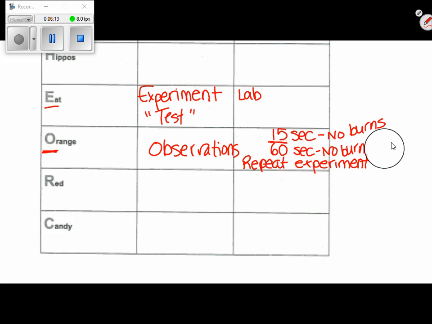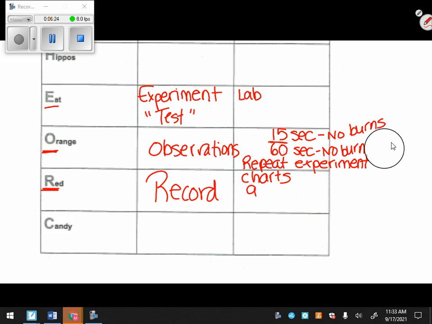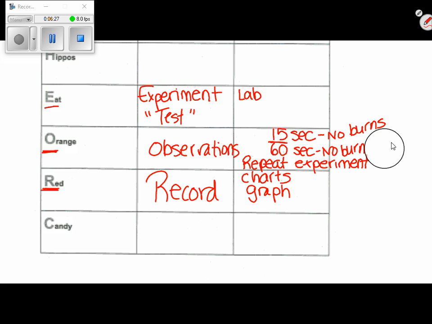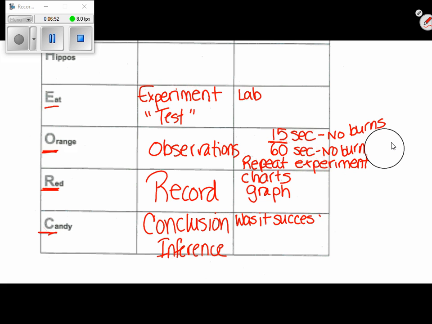Now we need to record all our observations down with the R. We are going to record it. What do you think they recorded it with? They probably used charts. I bet you they used graphs. They recorded their information and other things. Now finally, when we're all done with the recording, we analyze that information and we form a conclusion. Our conclusion is our inference, our opinion. Did it work? Our logical conclusion. Was it successful? Did we solve the problem? If it wasn't successful, go back and do it again.